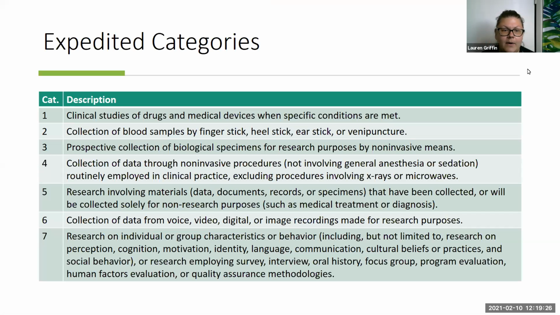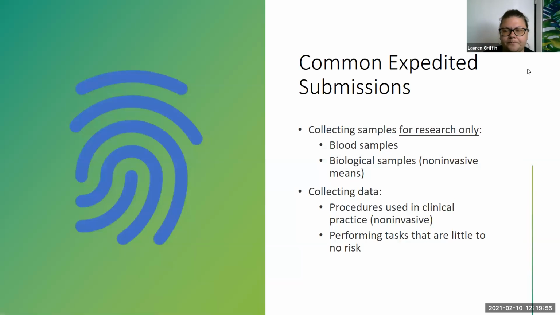So if you're trying to collect blood samples from people who are already getting a blood draw, that would probably fall under expedited. If you want to collect skin samples, say do a biopsy, that probably won't fall under the expedited category because it's a biopsy. It's not a non-invasive procedure, since you're actually taking a sample from somebody. But this gives you an idea of what expedited research looks like.